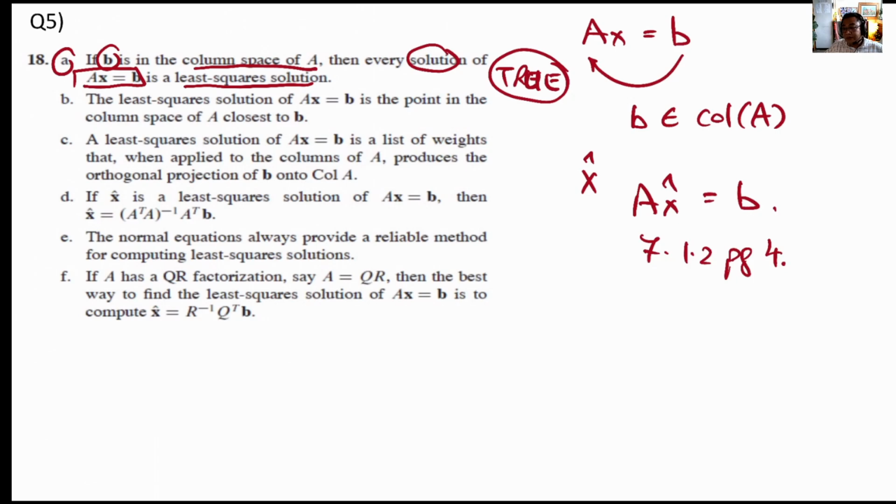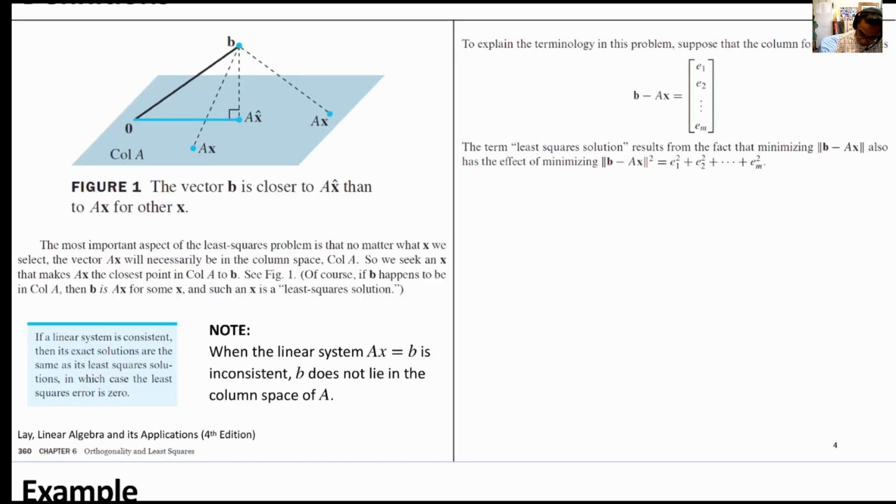Let us see the slides. Refer to this figure 1. It states that if B happens to be in the column space of A, then B is AX for some x. What it means is that this is no more the vector that we are wanting. The vector that we are wanting lies exactly in the column space of A, and therefore AX hat would be the desired solution.